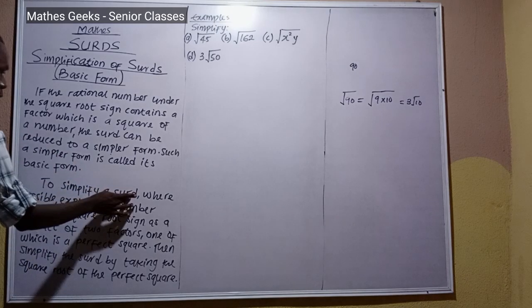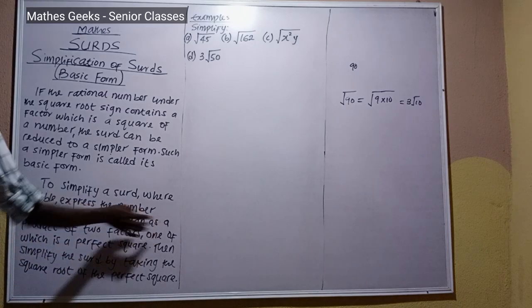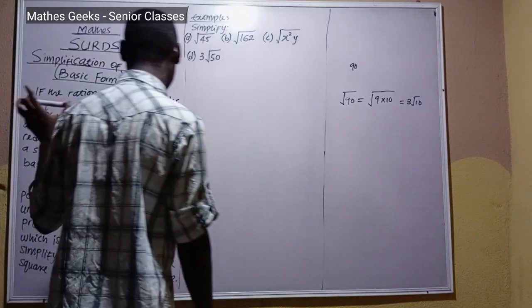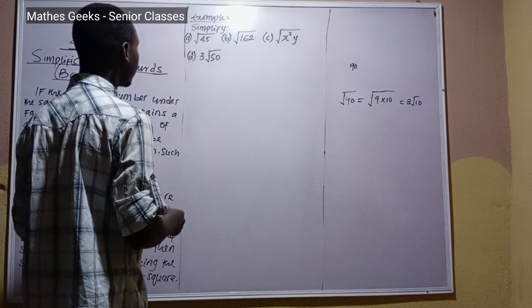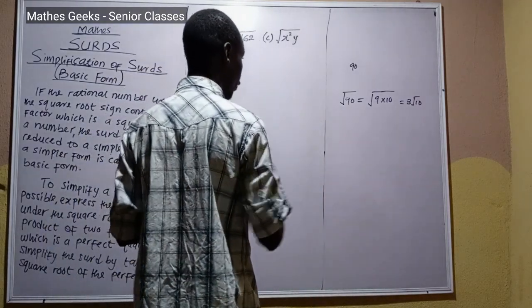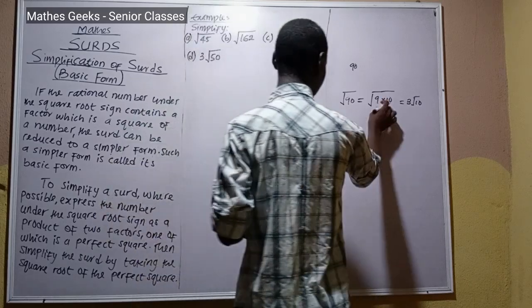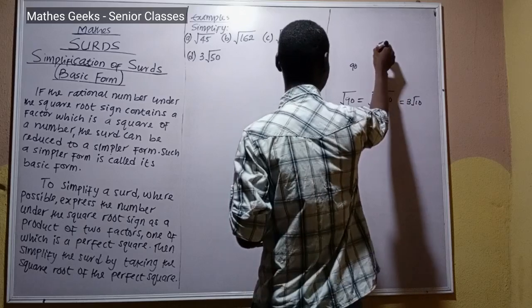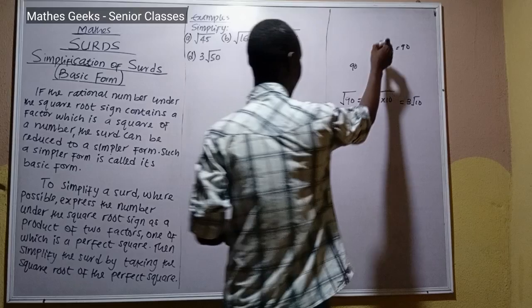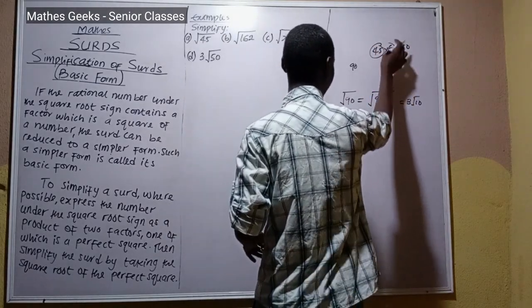To simplify a surd, where possible, express the number under the square root sign as a product of two factors. That's the last lesson. I explained that whenever you need to simplify a given surd, you must get two factors of that number, out of which one must be a perfect square. So that was what I did here. 9 times 10 will give me 90. I could as well use 45 times 2, which is also equal to 90. But the problem is that neither of these is a perfect square, so I wouldn't be able to simplify if I had used this.